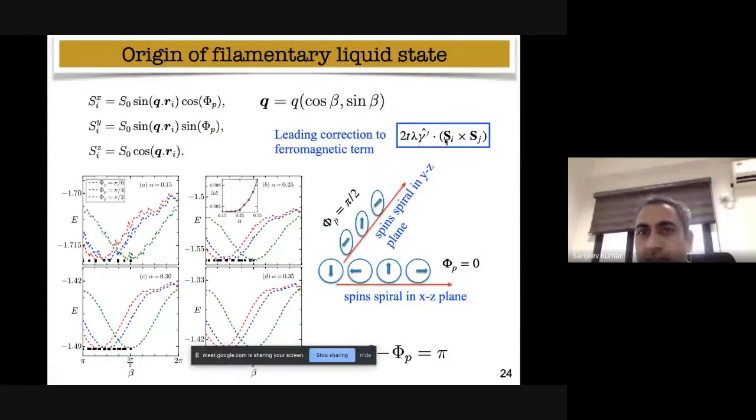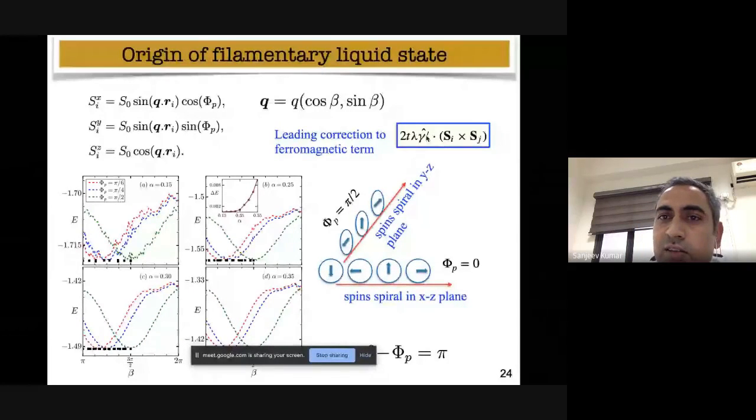The origin lies in this term. You have a γ' cap dot si cross sj interaction, where γ' is y for the x direction bonds and minus x for the y direction bonds. What it means is that, in order to lower the energy due to this term, the spins should orient themselves in either the xz plane or the yz plane, depending on whether you're going along the x direction or the y direction.